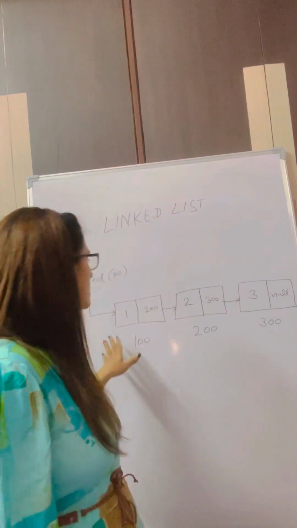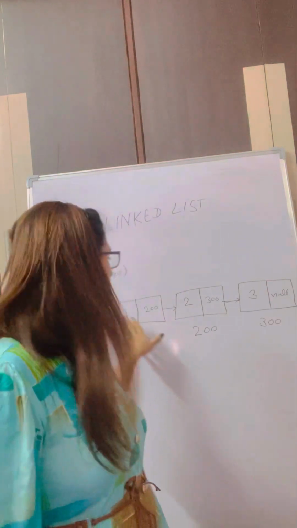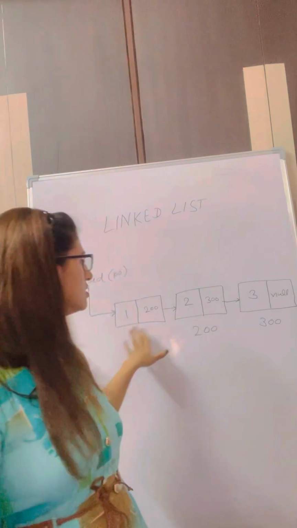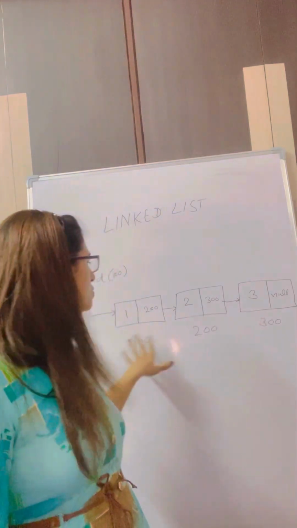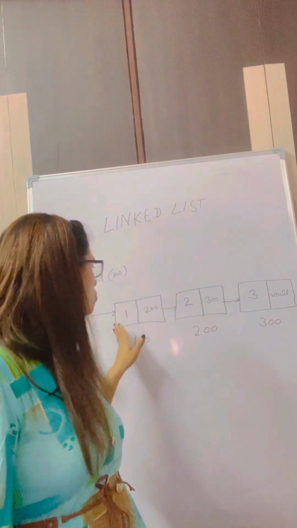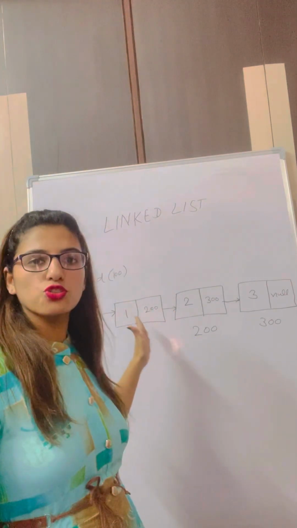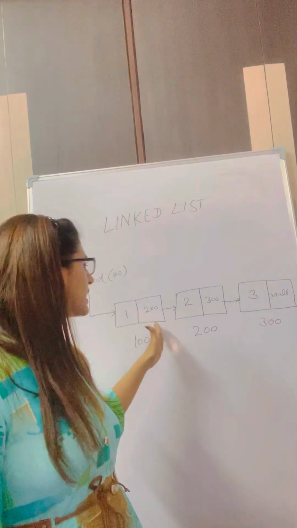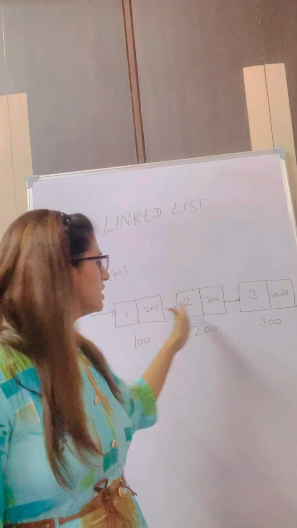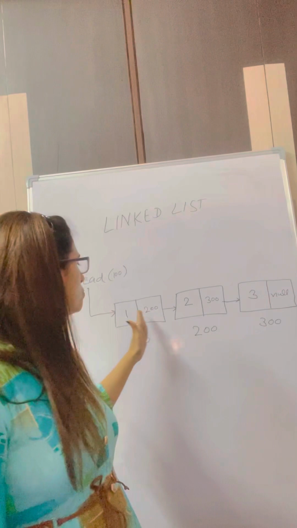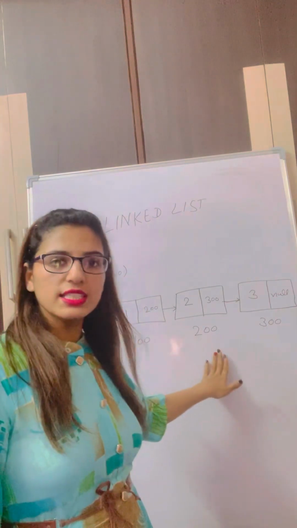Here you can see I have taken an example where three elements are stored: 1, 2, 3. This is a node and node is divided into two parts, data part and address part. First part carries the actual data or element and second part carries the address of next element. Here 200 is the address of second node.